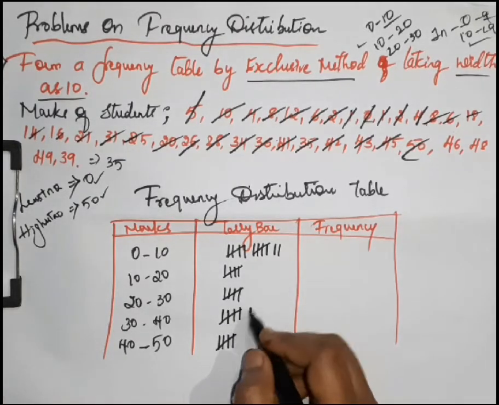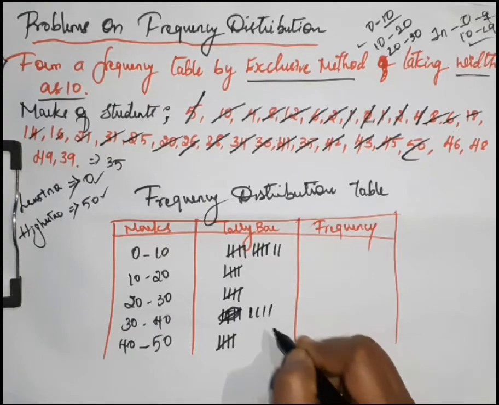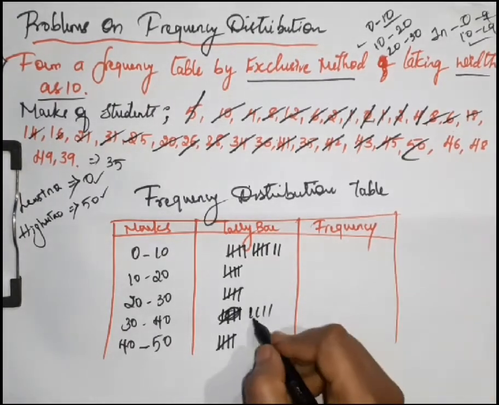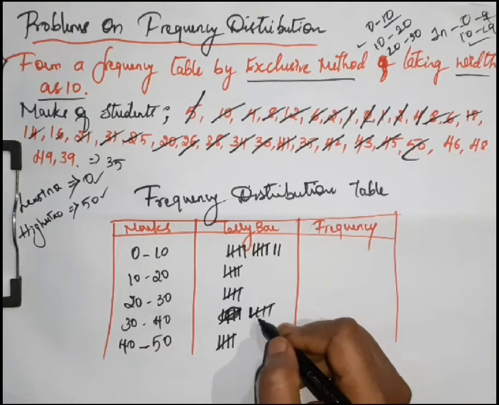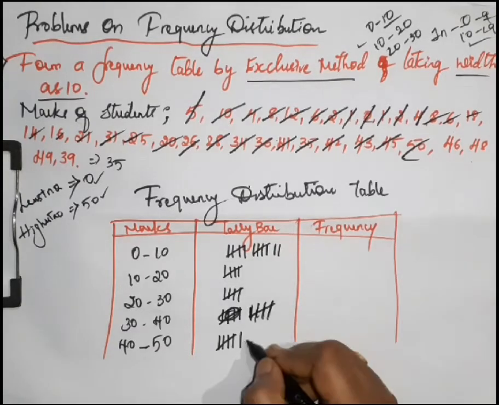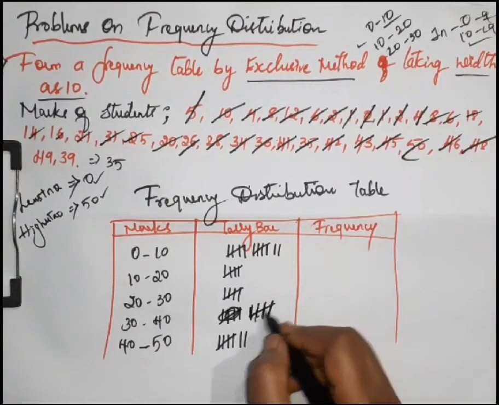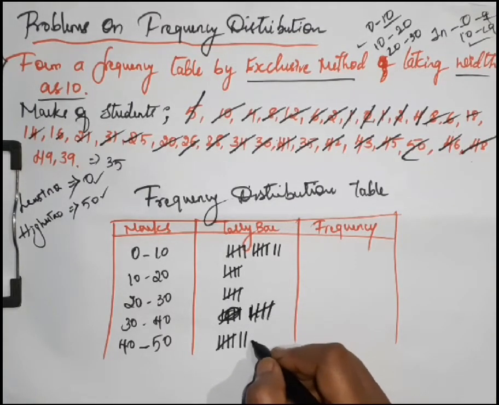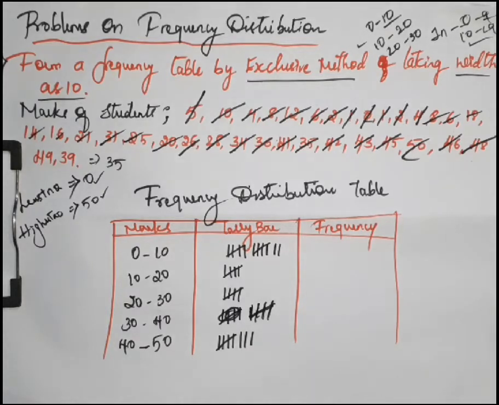46 will come in the next one. 46 comes here only. 48, yes, correct. 40, 46, 48, so don't cross it. Then we have 49 and 39. For 39 we have to cross it.